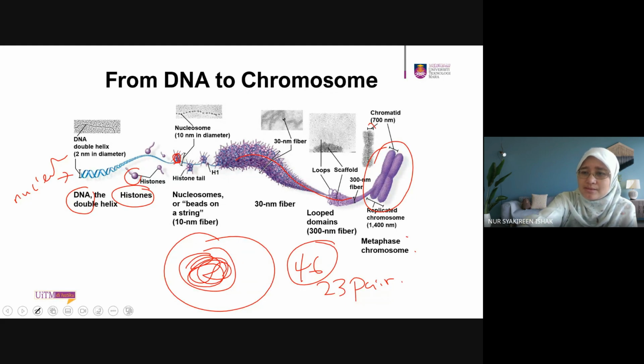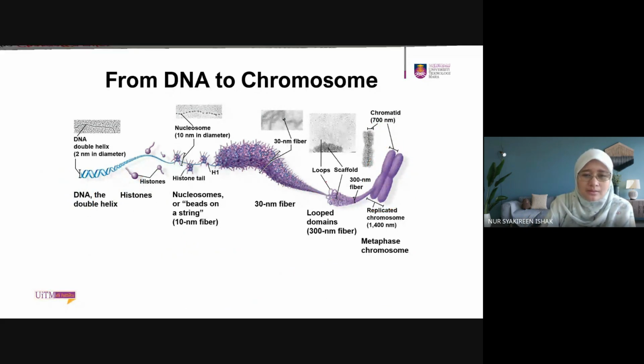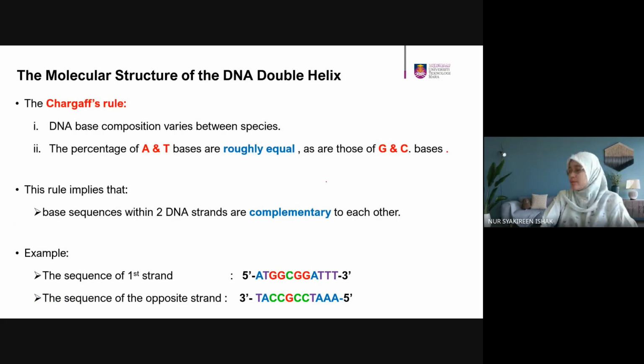So this is the size of the chromatid. So really small. Okay, so the molecular structure of DNA double helix, the Chargaff's rule. So this is the Chargaff's rule.